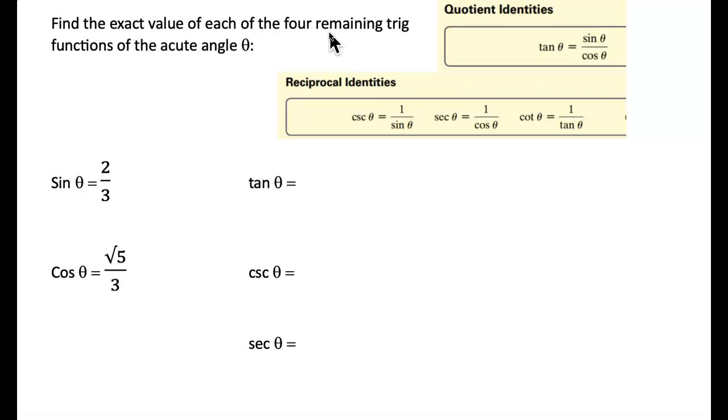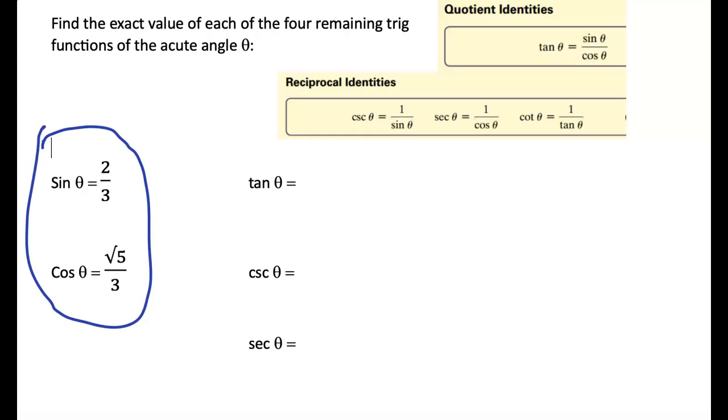The quotient identity, which describes tangent as being sine divided by cosine. And then the reciprocal identities: cosecant is the reciprocal of sine, secant is the reciprocal of cosine, and cotangent is the reciprocal of tangent. So to begin with, what we're given to work with is these two facts. We're given that the sine of theta is 2/3, and the cosine of theta is the square root of 5 divided by 3. So that's our two facts that we're working with.